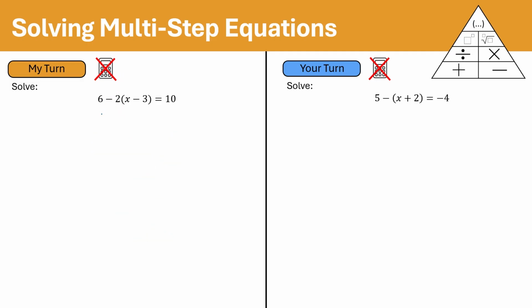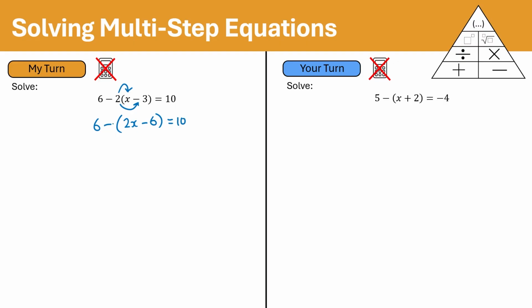Now the other way you can do the question is you can think of it as I'm doing 6 take away 2 lots of this bracket. So as long as I'm careful to remember that I'm taking away 2 times this bracket, then I can do it this way. So 2 times x is 2x, and 2 times negative 3 is negative 6, and that's equal to 10. I've still accounted for the negative in front of the bracket.